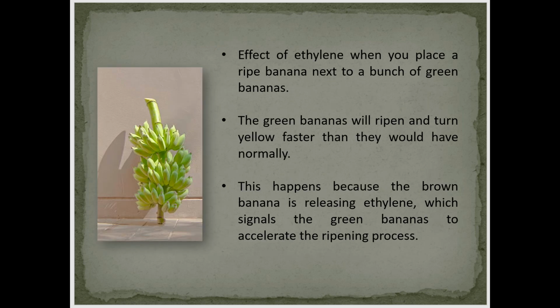An effect of ethylene: when you place a ripened banana next to a bunch of green bananas, the green bananas will ripen and turn yellow faster than they normally would. That happens because the ripe banana releases ethylene, which signals the green bananas to accelerate the ripening process.